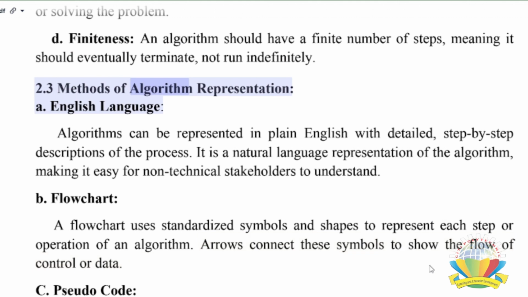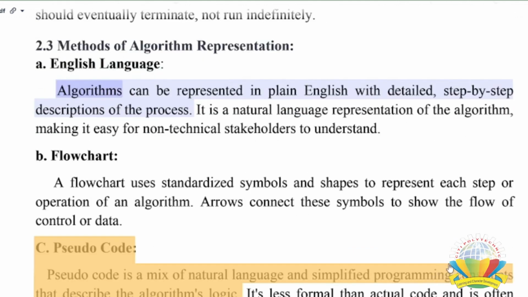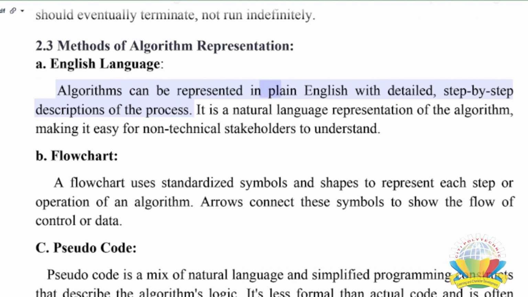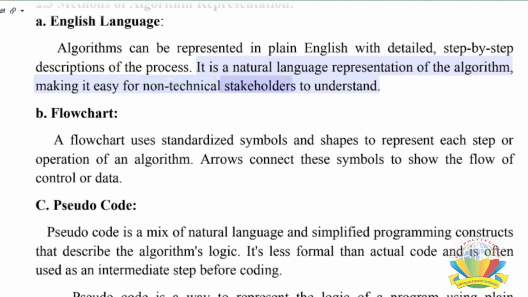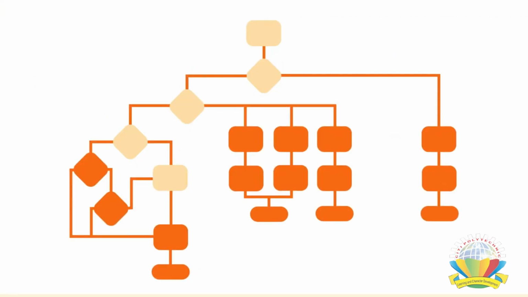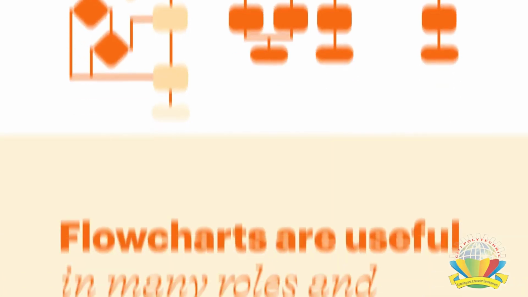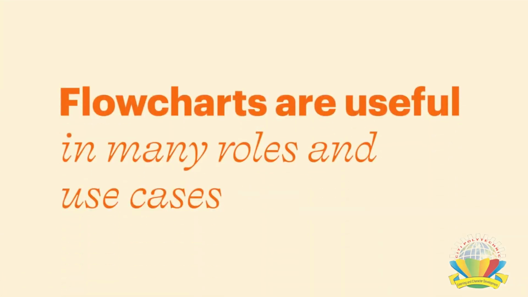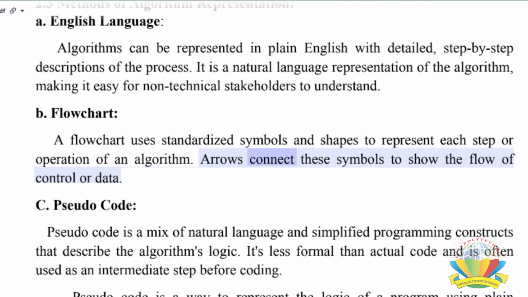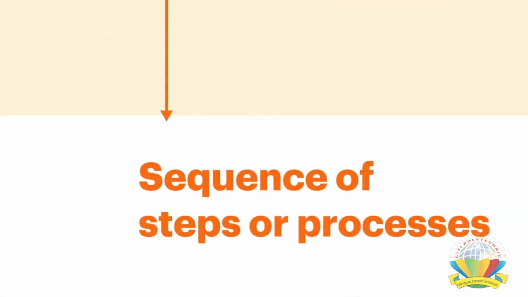2.3 Methods of algorithm representation. A. English language. Algorithms can be represented in plain English with detailed step-by-step descriptions of the process. It is a natural language representation of the algorithm, making it easy for non-technical stakeholders to understand. B. Flowchart. A flowchart uses standardized symbols and shapes to represent each step or operation of an algorithm. Arrows connect these symbols to show the flow of control or data.